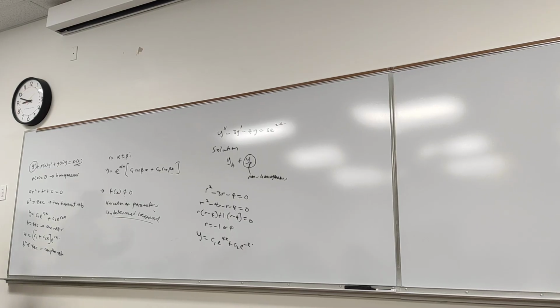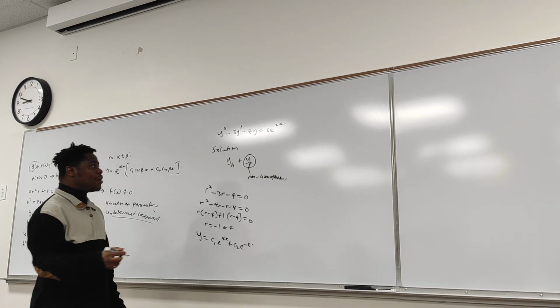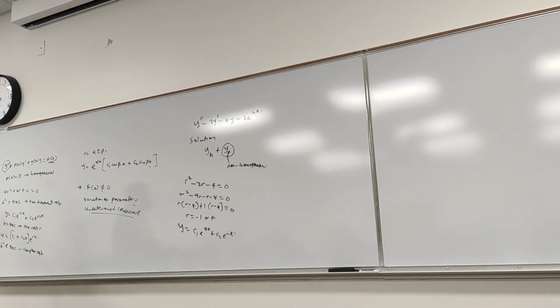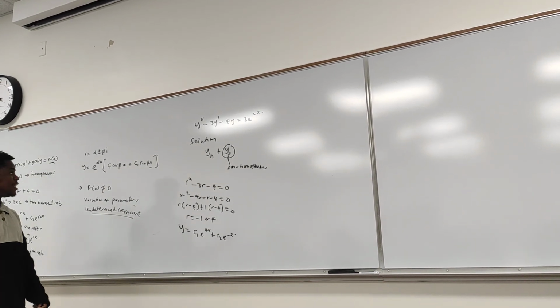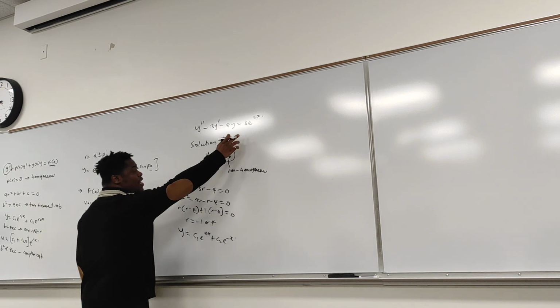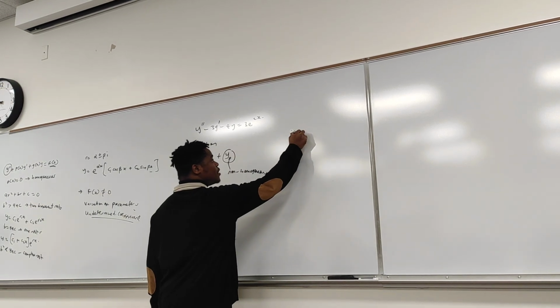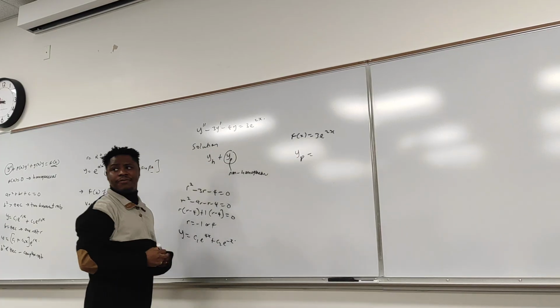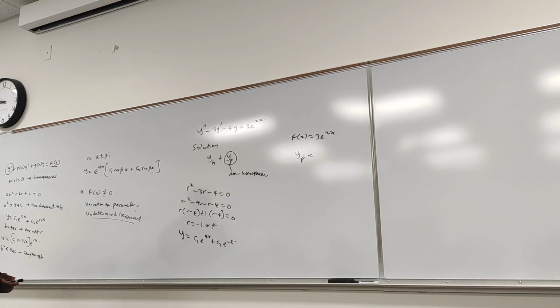Now, the second part: to solve for yp, we're using the method of undetermined coefficient. For the method of undetermined coefficient, if f of x is 3e^(2x), who can tell me what our yp would be? From the table, what would yp be?